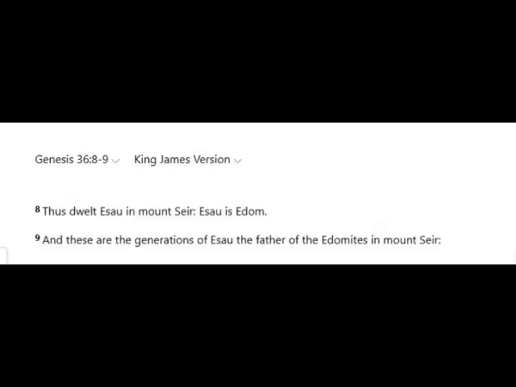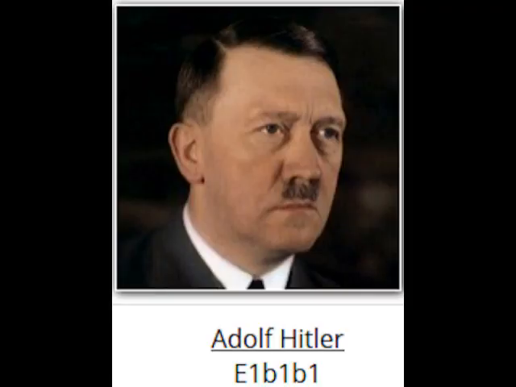Again, we didn't have to make up any ideologies, okay? The Torah tells us in Genesis 36, 8 and 9, thus dwelt Esau in Mount Seir. Esau is Edom. And these are the generations of Esau, the father of the Edomites. Again, Esau is the father of the Edomites, and they defaulted to E1B1B, the Edomites did. And as you can see, Hitler, E1B1B1, okay? He is an Edomite. He is not Jewish, and he is not African.